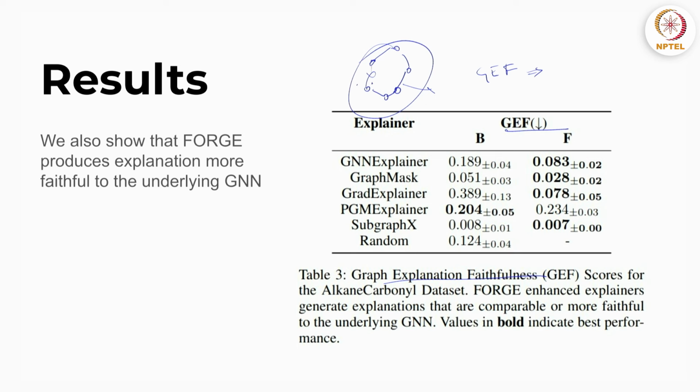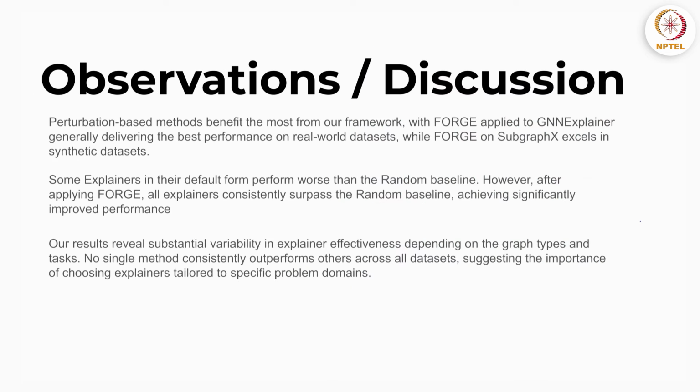So ideally what we want is the explanation for a graph should be as close to the model prediction as possible, without the spurious edges. What this tells us is, if we remove the right edges or nodes from the graph, the performance of the GNN is not affected. So we ideally want this score to be low. And we show that Forge actually produces explanations that are more faithful to the underlying GNN by a factor of around 2 times, I think. So this is another result.